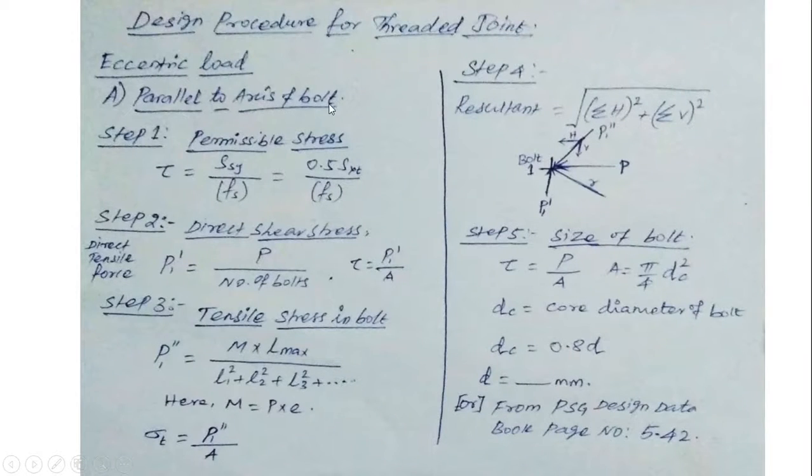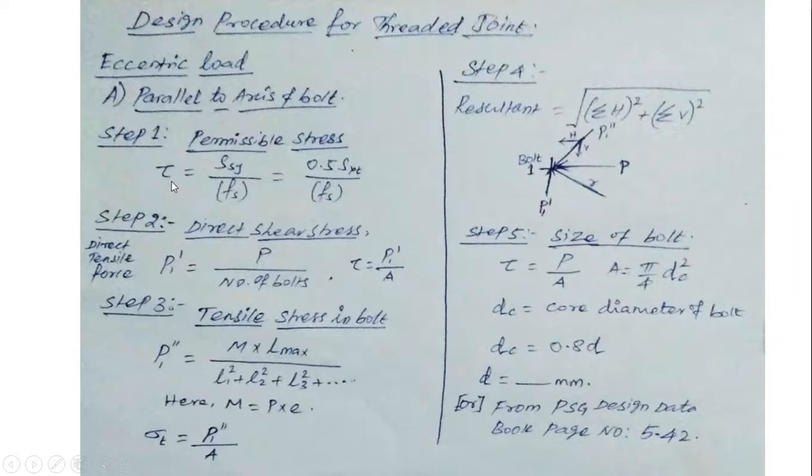First one is the load parallel to the axis of the bolt. In step 1, we first calculate the permissible stress. Permissible stress tau equal to SSY divided by Fs. Fs means factor of safety. SSY means shear strength, equal to half of the tensile yield strength, divided by the factor of safety. Through this formula we can find the permissible shear stress.